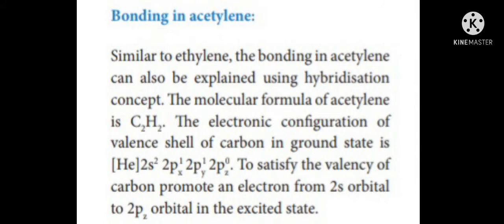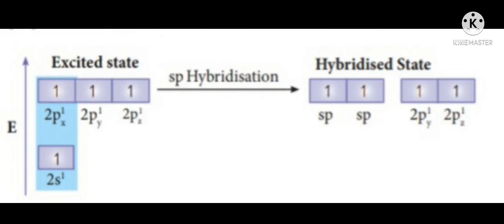Similar to ethylene, the bonding in acetylene can also be explained by the concept of hybridization. Acetylene has the molecular formula C2H2. Here, carbon has atomic number 6. The ground state valence electronic configuration of carbon is given by the stable electronic configuration of helium, 2s2, 2px1, 2py1, 2pz0. The valency of carbon is 4. To satisfy the valency of carbon, one of the electrons from the 2s orbital is promoted to the 2pz orbital in the excited state.